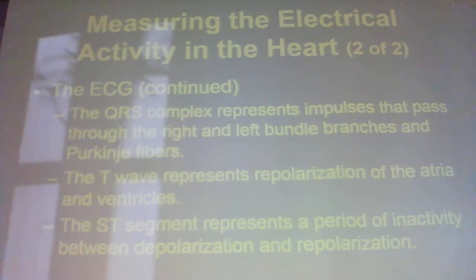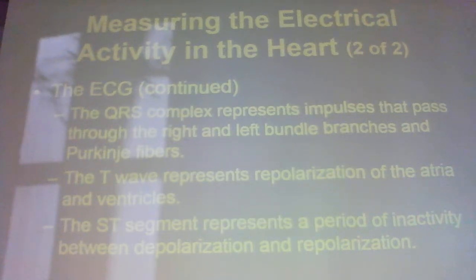Atrium is repolarizing, right? So once it goes through the AV node, it gets to the bundle of His, the right and left bundle branches, and then the Purkinje fibers, and all of that. The time it takes to get through all of those electrical conduits is what causes the QRS complex.